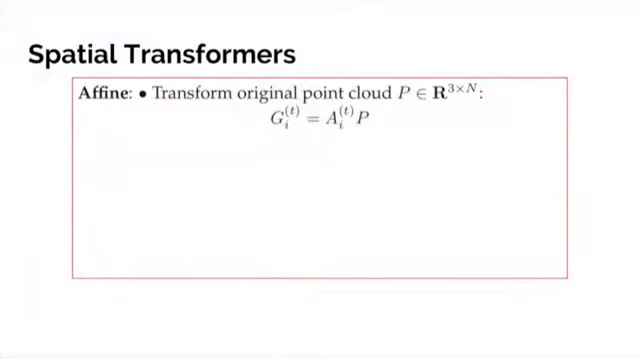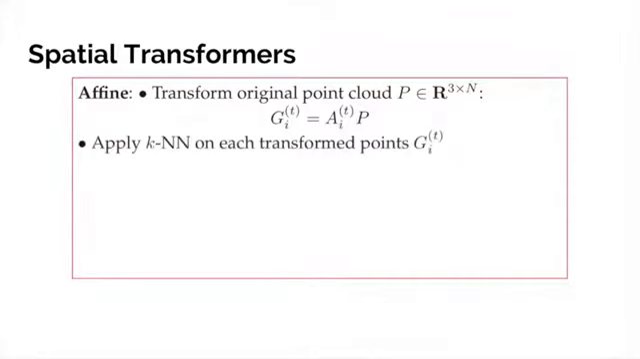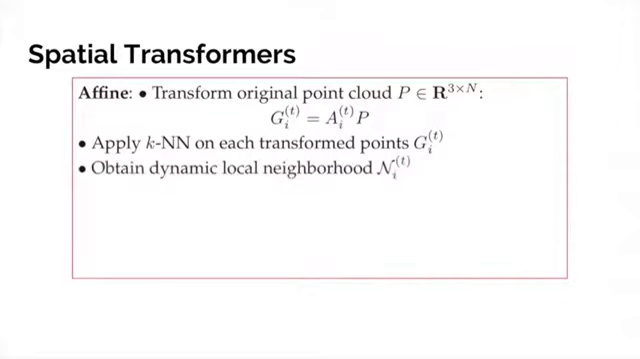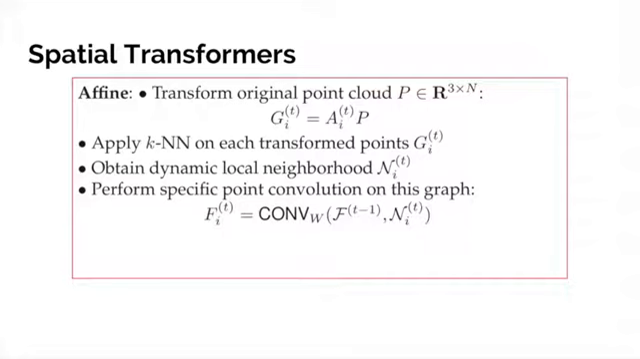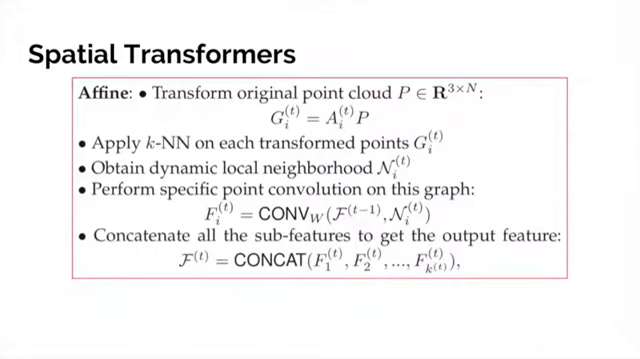Affine transformer. We first apply the affine transformation A to the original point cloud to get the transformed point cloud G. Then, apply K nearest neighbors to get the neighborhood n sub I on the transformed point cloud G. For each subgraph at layer T, we can perform a point convolution to get the subfeatures of this graph. We finally concatenate all subfeatures to form the final output feature.